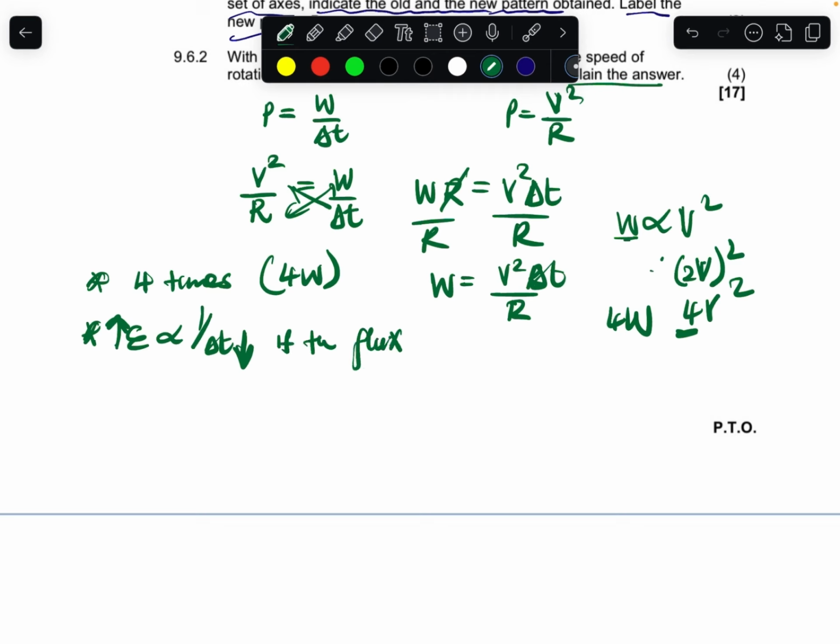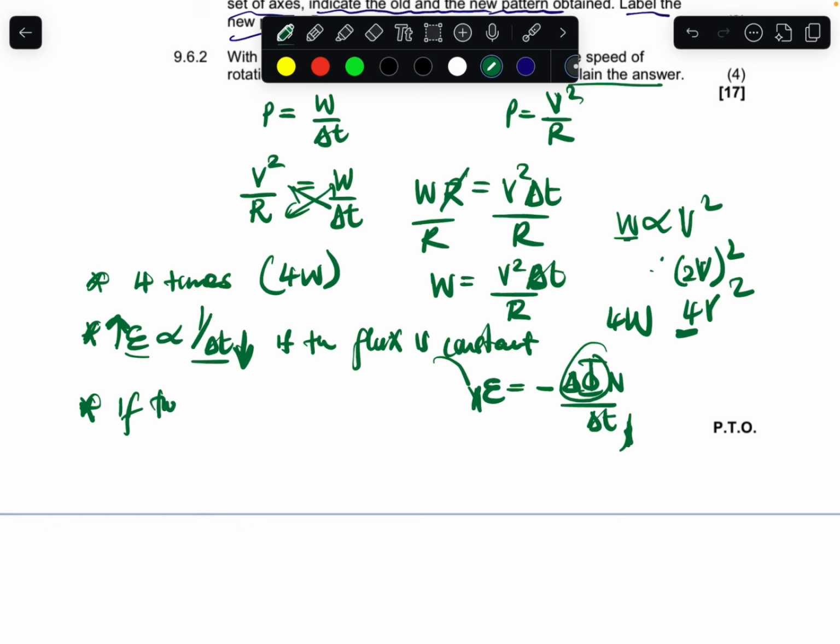If the flux is constant, they are inversely proportional, these two. This comes from the grade 11 formula that says change in flux times the number of turns over change in T. So if the flux is constant, these two are inversely proportional, right? Okay, let's leave that. Another point you need to state: if the rotation is doubled, the induced EMF is doubled, right? That's what we have seen.